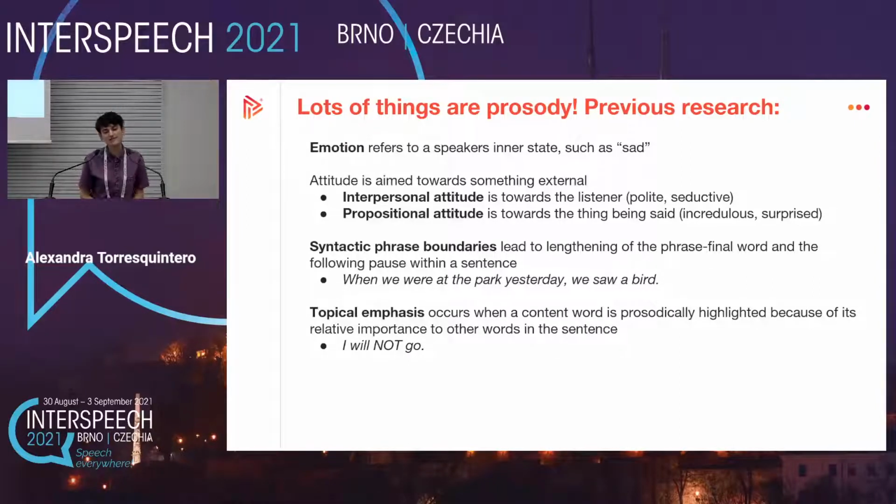There's also topical emphasis. I think we're all quite familiar with this concept. So this occurs when a content word is prosodically highlighted because of its relative importance to other words in the sentence. So for example, if I say, I will not go, you clearly heard me emphasize the word not.